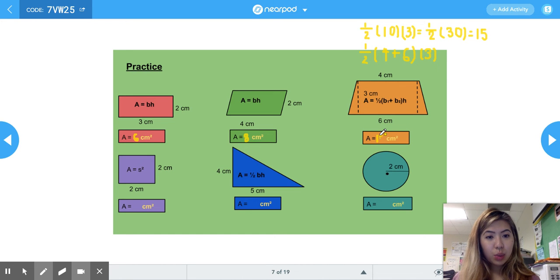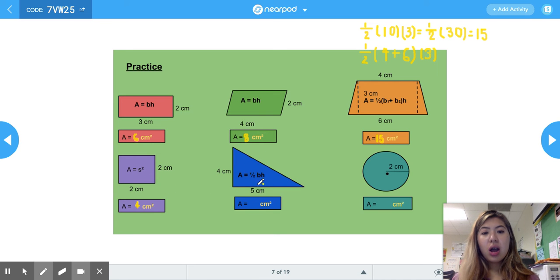So as you can see, when we're finding the area, our unit is raised to the power of 2. So for all of these, the unit is centimeters squared. Then for this square, we're multiplying the side length by itself. So 2 times 2 is 4. So the area is 4 centimeters squared.